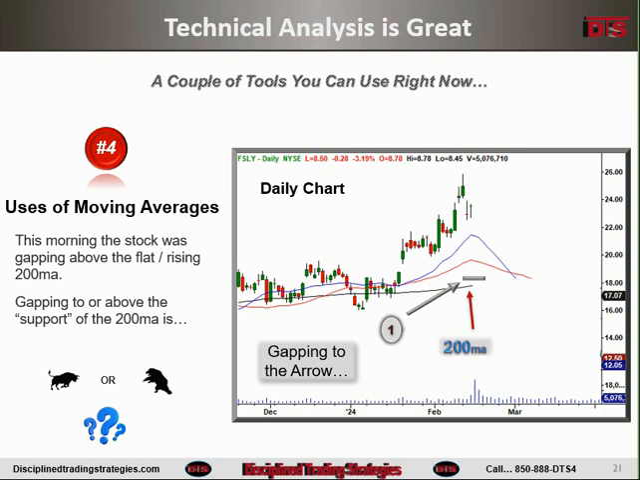Do you think big money with millions of shares is thinking, oh, wait a minute, we all got to sell now, we went below the 200 by 3 cents? It's ridiculous. These things don't matter.